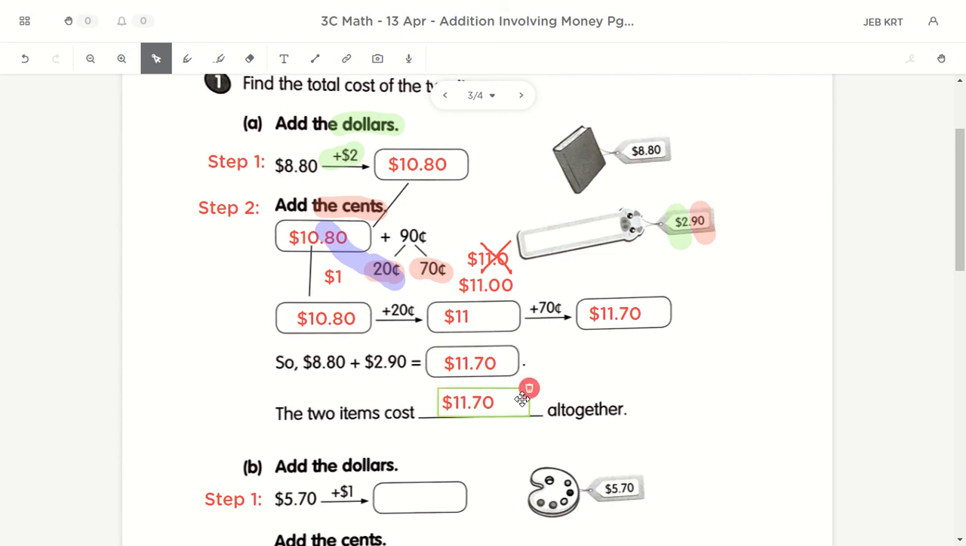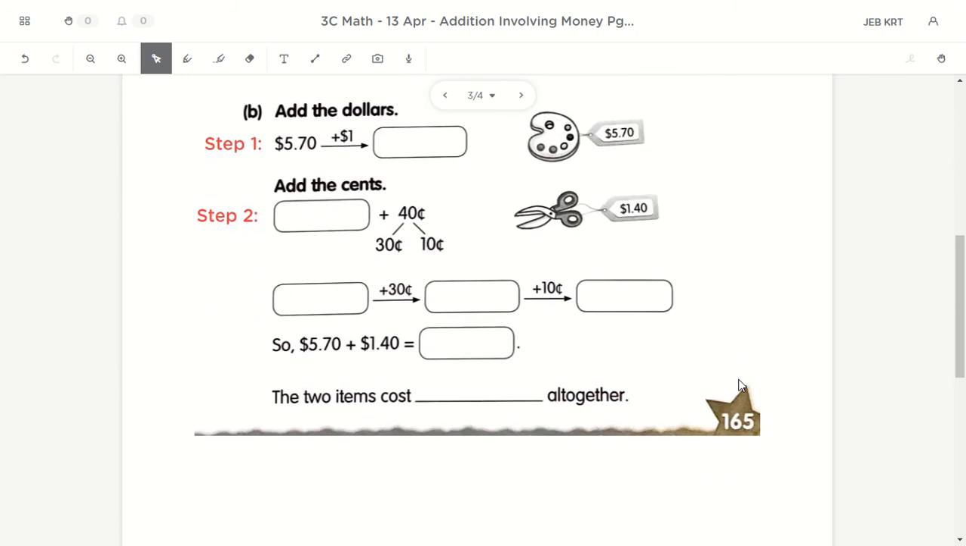Alright, so we're going to repeat this for part B, part C, and part D. Same thing over here. I want to add $1.40. So I'm going to add the dollars part, which is this $1 over here. This is quite simple. I add $1 to $5.70. 1 plus 5 will give you 6. So $6.70. So same thing. This is step 1.